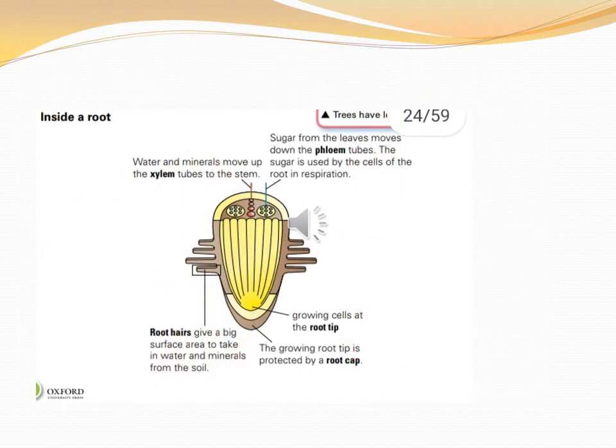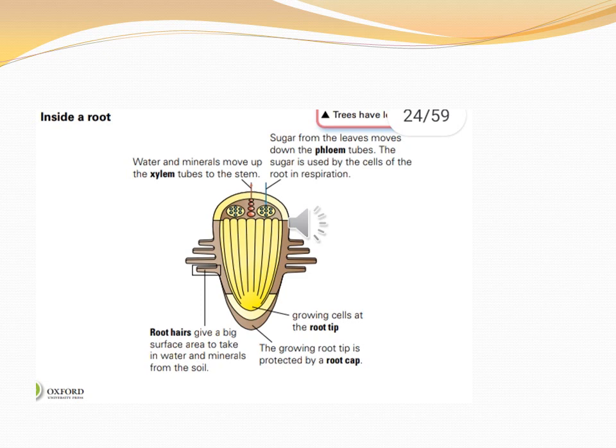This diagram is showing you the internal structure of a root. Inside the root there is a vascular bundle, meaning xylem tubes and phloem tubes. These red circles present in the center are basically representing the xylem tubes. Xylem tubes are responsible for the transport of water and minerals. If you talk about the blue circles, these blue circles are responsible for the transport of sugar molecules from the leaves to the other parts of the plant.